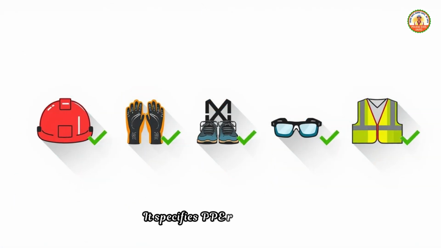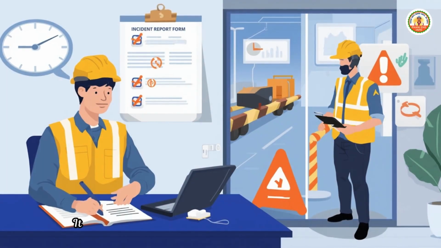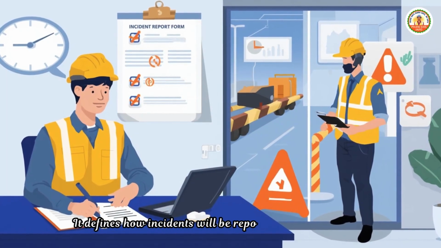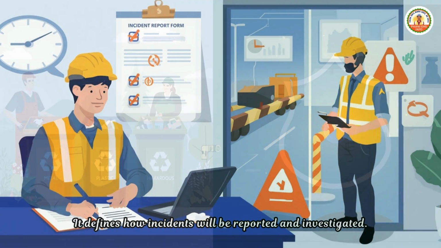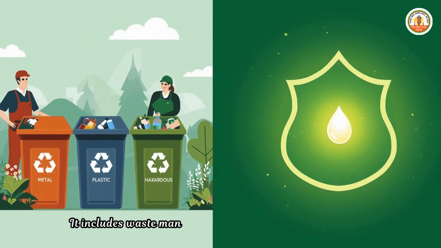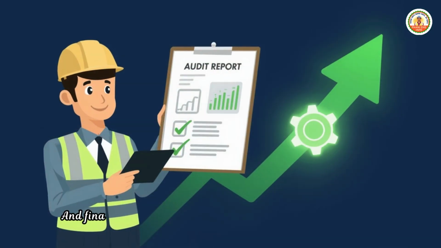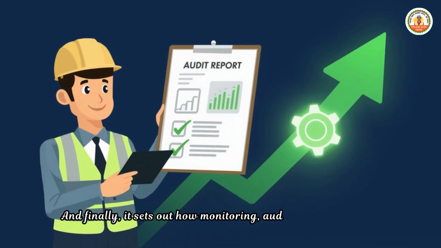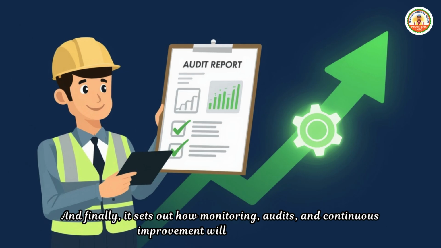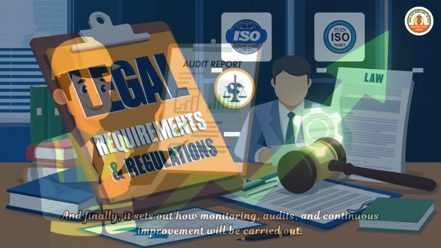It specifies PPE requirements. It defines how incidents will be reported and investigated. It includes waste management and environmental controls. And finally, it sets out how monitoring, audits, and continuous improvement will be carried out.